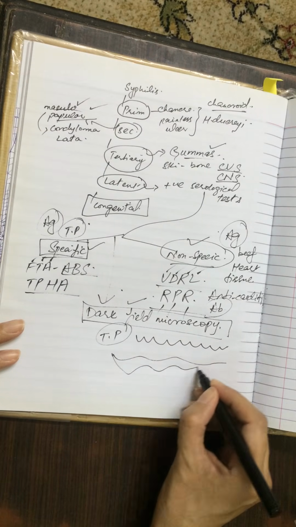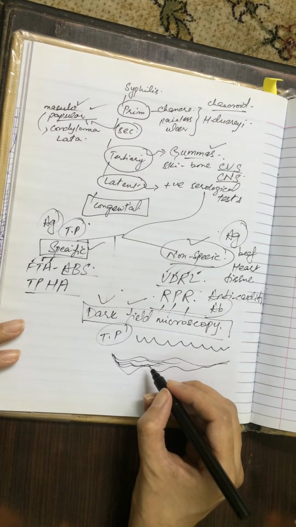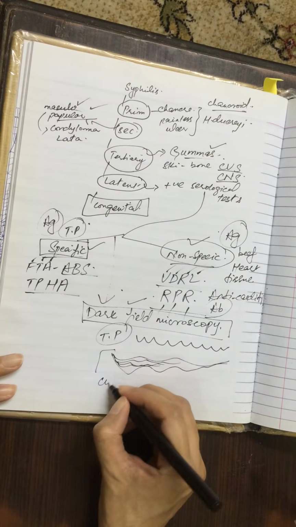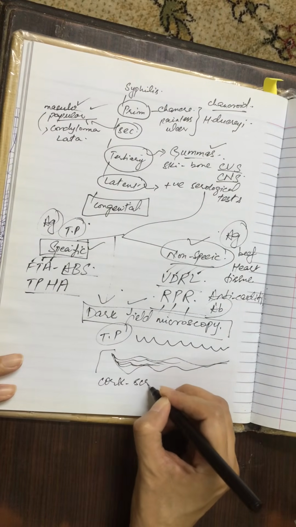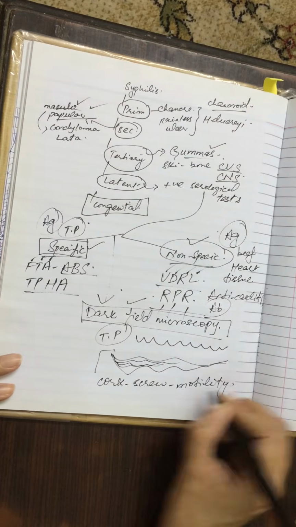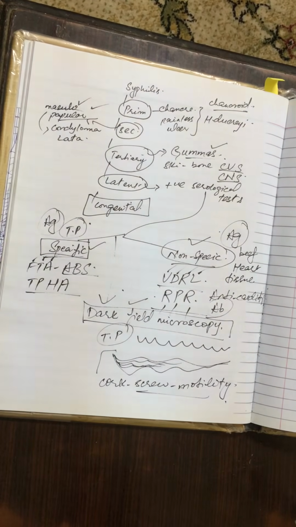Treponema pallidum is a spirochete and it's spiral shaped. It has axial filaments, which are the internal flagella, and they give a bending and forward movement. It is also called corkscrew motility. So this is a very short form of syphilis.